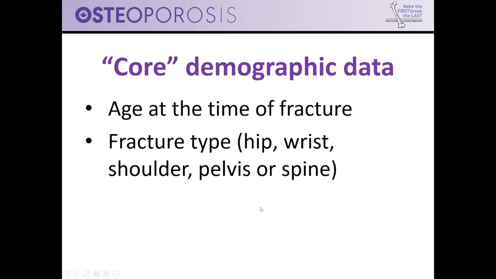So in terms of the core demographic data, you can certainly collect all kinds of data on the patients that are enrolled in an FLS, but we limited it, remember we're trying to be minimal, we limited it to age at the time of fracture and the fracture type. And here you're going to hear me talk a lot about the hip, wrist, shoulder, pelvis, or spine. Those are the fracture types that the task force decided that we needed to absolutely capture.